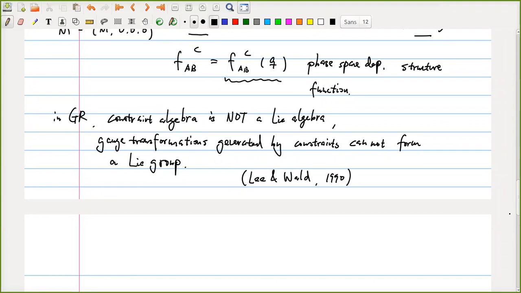Is the gauge symmetry a constraint? Yes, that's okay. I have it.